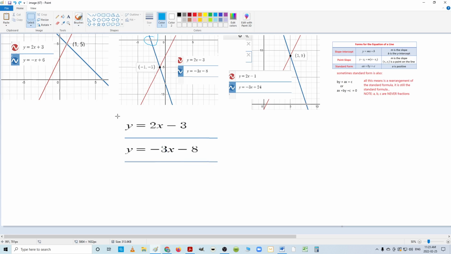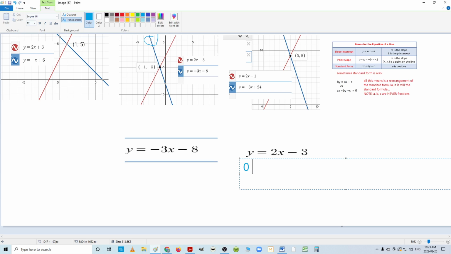But to find the x-intercept, I have to make the y 0, and then I have to tell the story of x. Now, I'm not going to keep telling the story of x. You should get good at it and see what I did there. I added 3 to both sides.